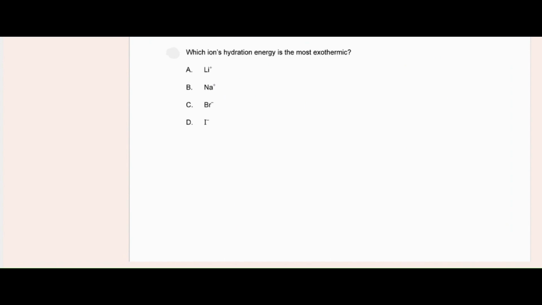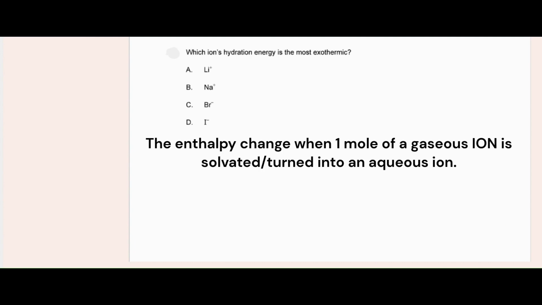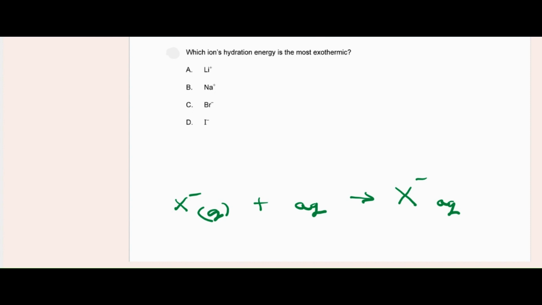Which ion's hydration energy is the most exothermic? So hydration enthalpy is defined as the enthalpy change when 1 mole of a gaseous ion is solvated by solvent molecules. So the way that's shown is X minus, that's our ion, in a gaseous state, plus aqueous gives us an aqueous ion. So gaseous ion turning into an aqueous ion. Okay.